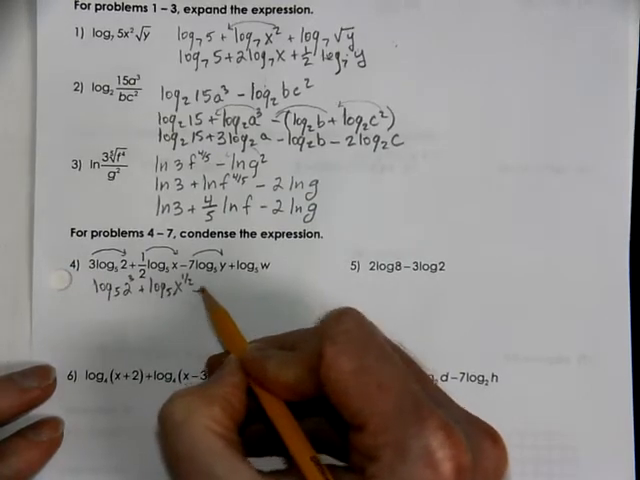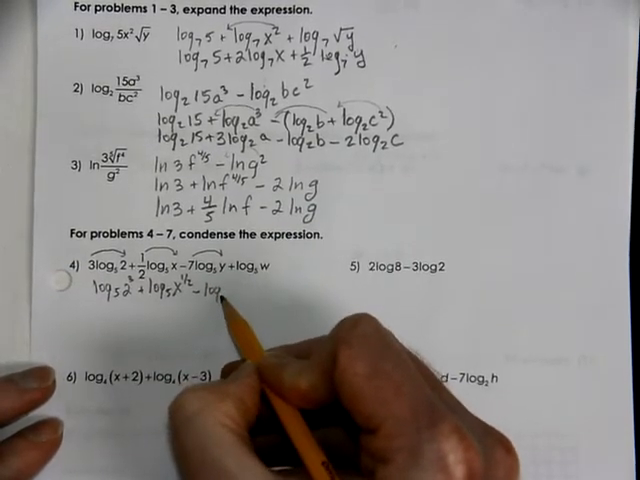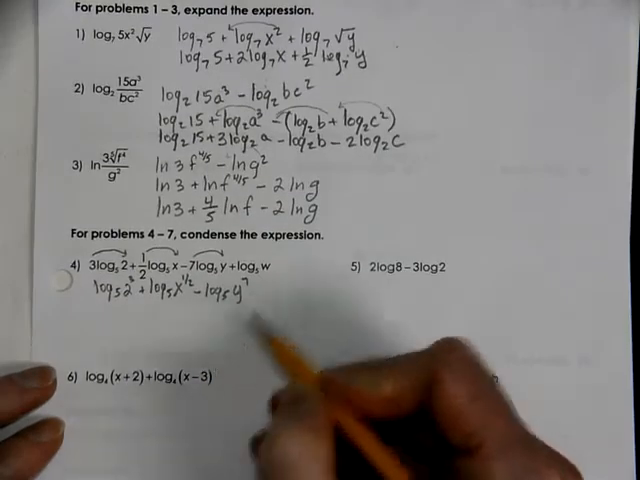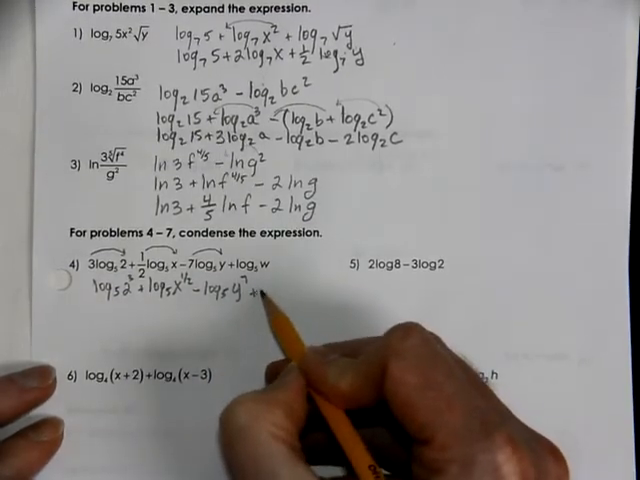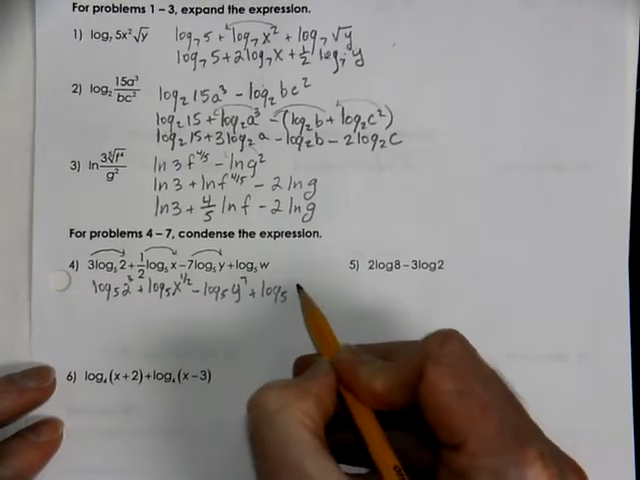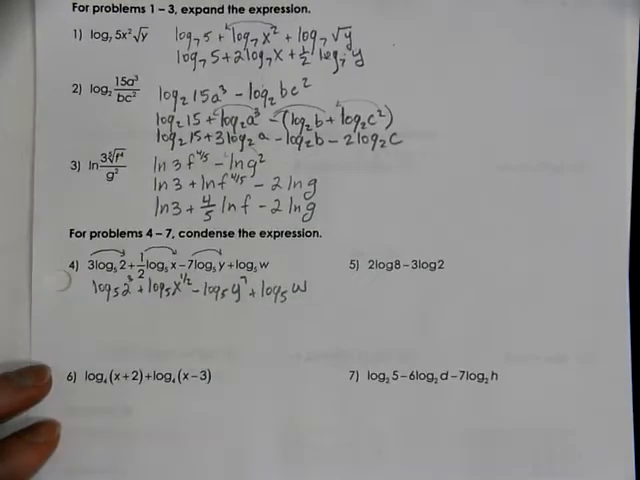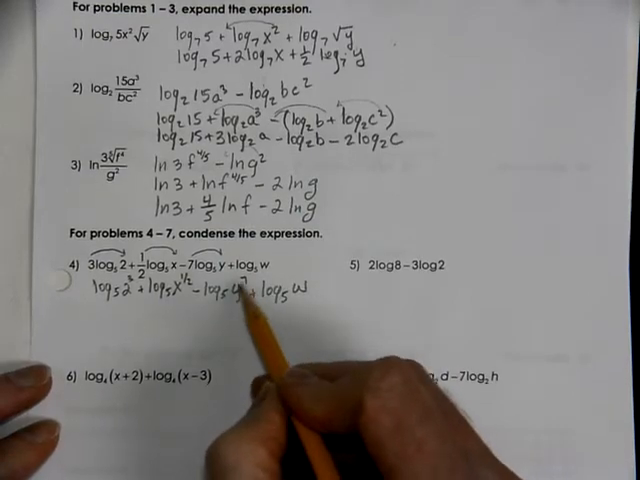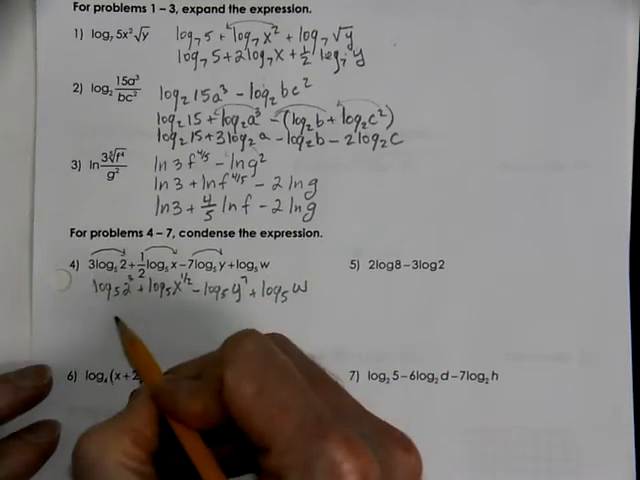so this is minus log base 5 of y to the 7th power plus log base 5 of w. The only value that goes to the denominator would be the y to the 7th.